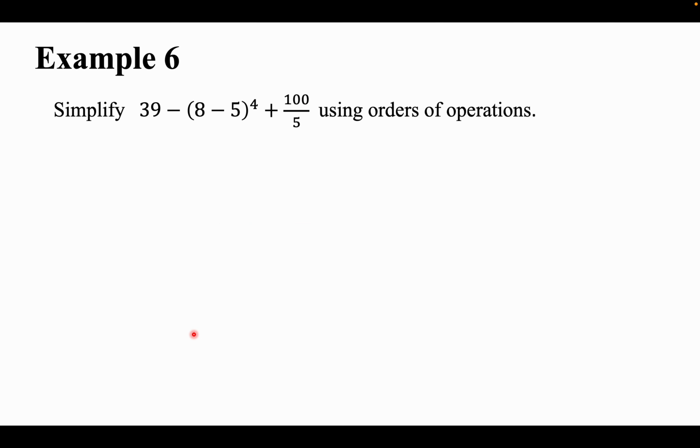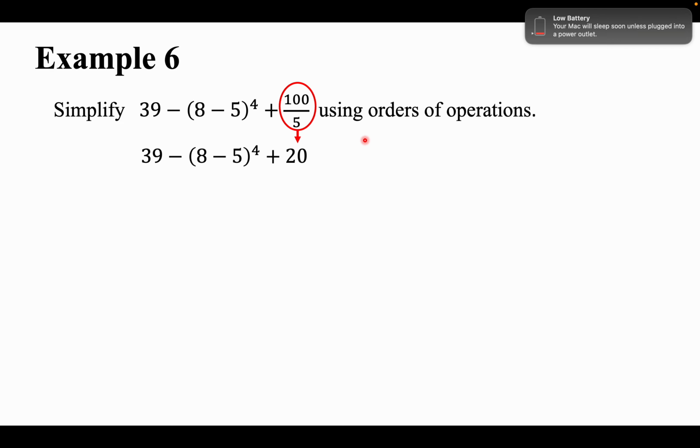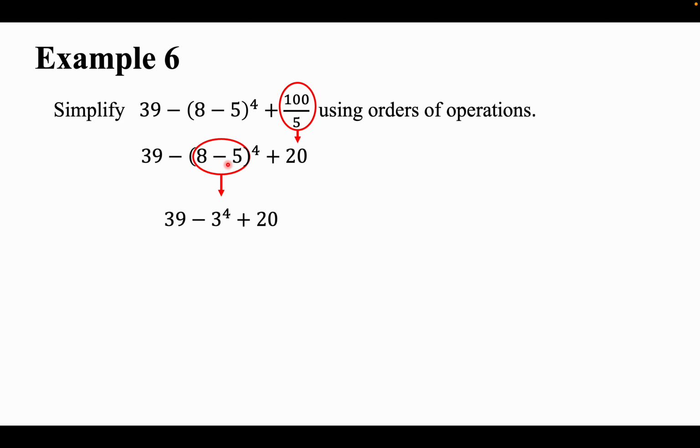Let's look at this example 6. So we do have parentheses. So 8 minus 5 is 3. And then we can simplify. Remember, we can simplify this fraction as well. So that turns into 20. And now if I simplify this portion right here, that would give you a 3 to the 4th. Now we can do the exponent. 3 to the 4th is 81.